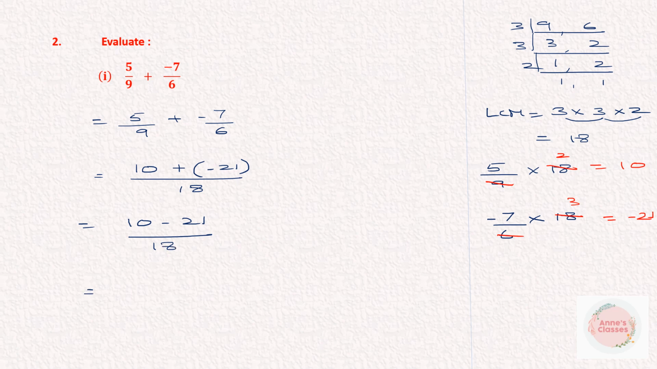So here signs are different. This has a plus sign, 21 has a minus sign. Put the sign of the bigger number and subtract 21 minus 10 is 11 and the denominator is 18. So what's the final answer? Minus 11 by 18.